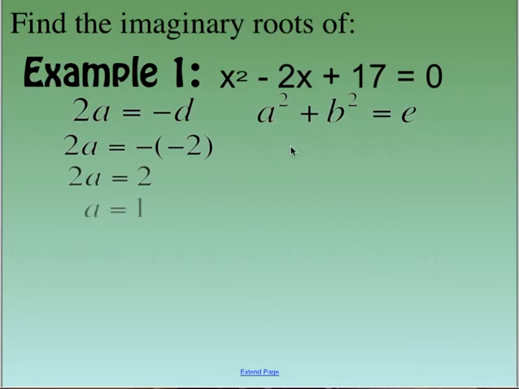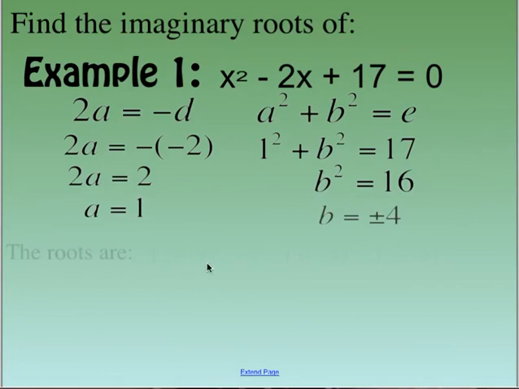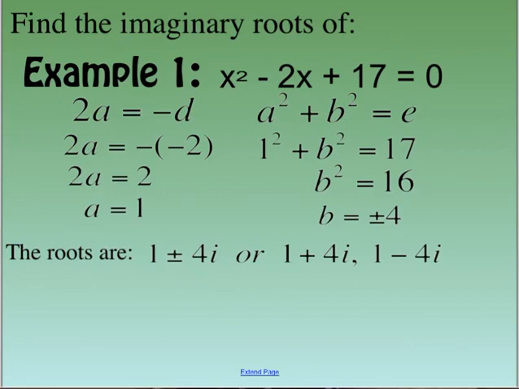The second part, I'm going to plug in the 1 squared. I don't know b yet, but my e is the 17 over here. So 1 squared plus b squared equals 17. I want to get b by itself. So that means if I subtract 1 from both sides, b squared equals 16. Take the square root, and b is going to be plus or minus 4. And so then the roots for this polynomial, you can either write it as 1 plus or minus 4i, or you can write it out separately to be 1 plus 4i and 1 minus 4i. Either one would work.